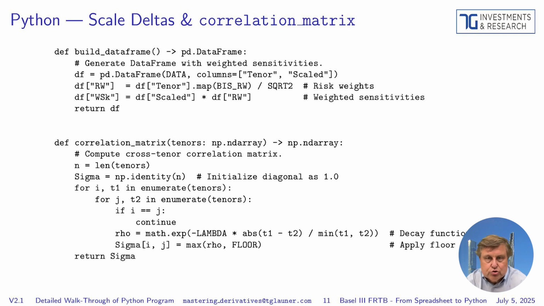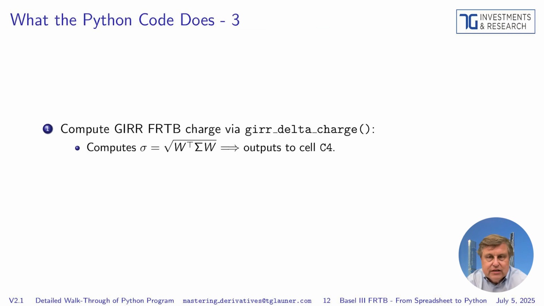This approach ensures correlations decrease as tenors become more distant from each other, but do not fall below a specified floor value. These functions help quantify risk exposures across different maturities or tenors in financial portfolios. Let's move to the third code block out of 4.